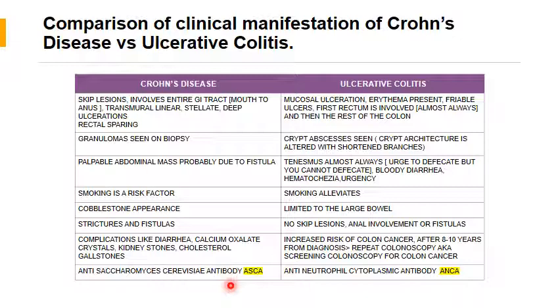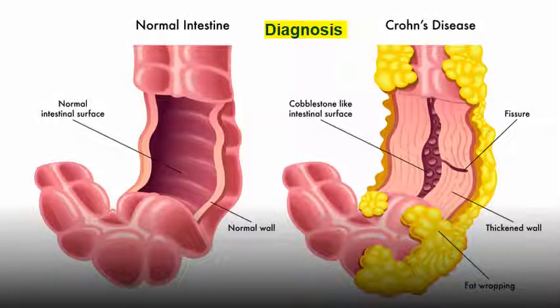Now what is the characteristic antibody that's seen in Crohn's disease? It's ASCA, or anti-Saccharomyces cerevisiae antibody. The characteristic antibody of ulcerative colitis is ANCA. So here is a diagram where you can see the difference between a normal intestine and an intestinal segment affected by Crohn's disease. You can see the internal surface and the normal wall.